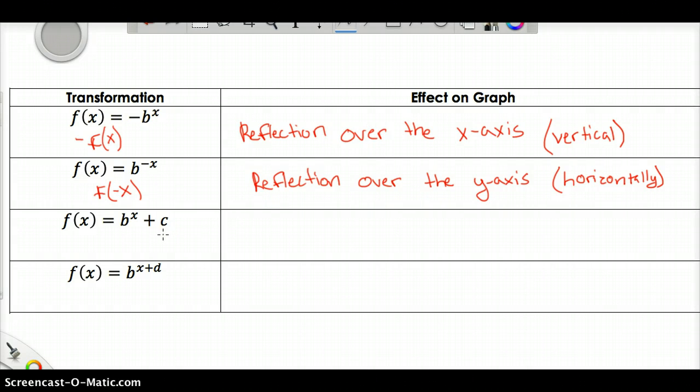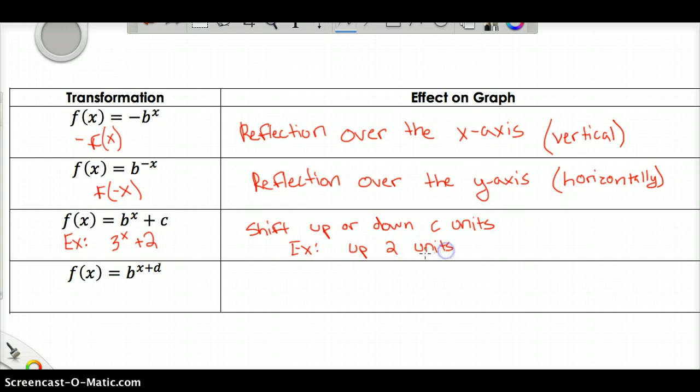If we add c units to the end, and let's look at an example of this. An example of this might be if we had 3 to the x plus 2. If we have a plus 2 at the end, this is going to be a shift up or down c units. And so for this example, it would go up 2 units. I'll give you a few seconds to write that down. Make sure you're writing all of this down.